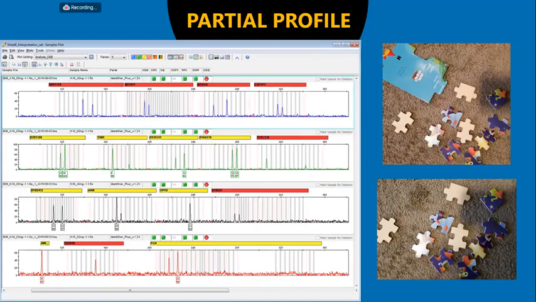And it can be hard to determine how many people you have contributing to a mixture like this. For us, this would currently be considered an uninterpretable mixture. We're missing a lot of information. Maybe we don't want to say a lot about it because we don't really know what's going on. There's not enough DNA there for us to confidently say something.